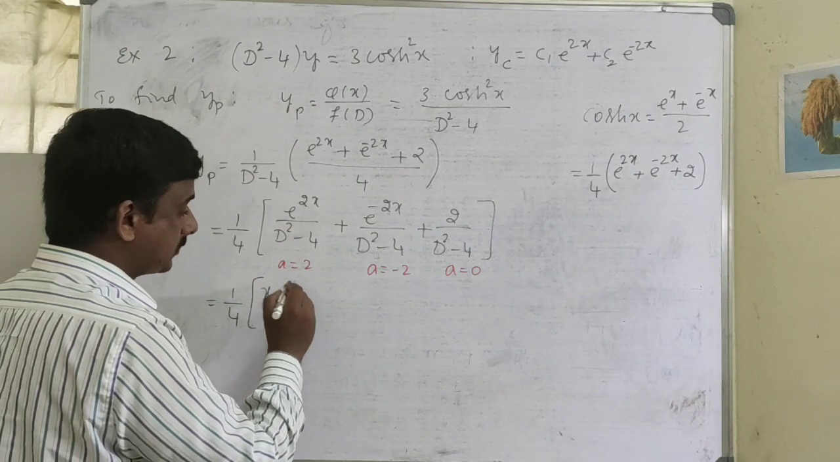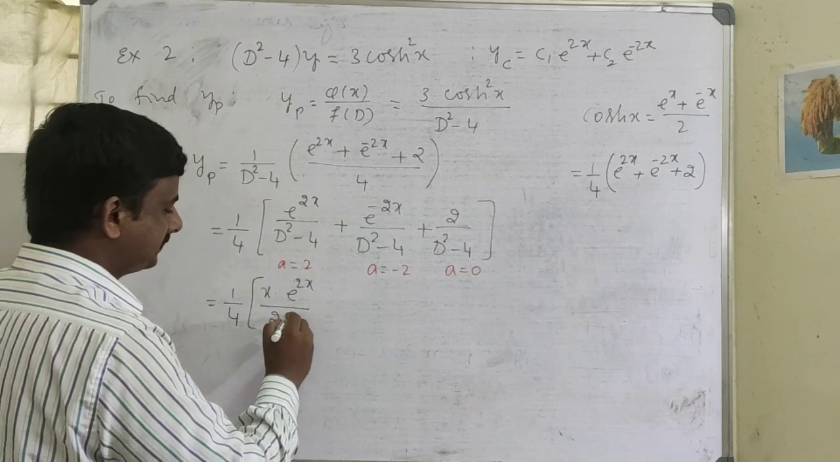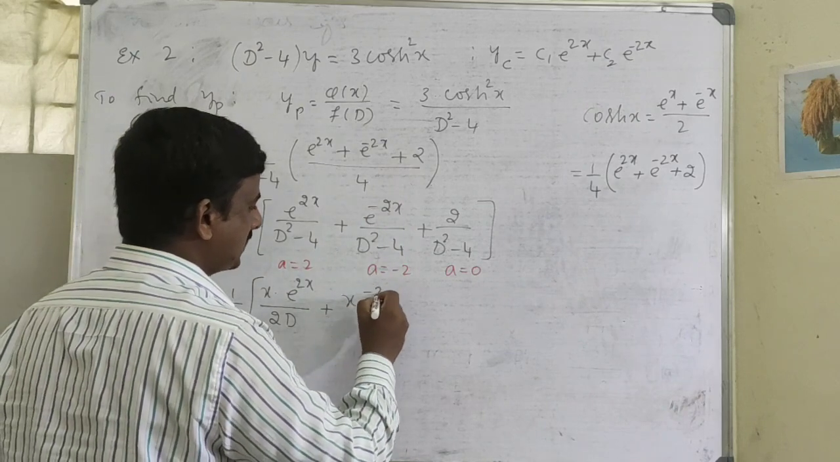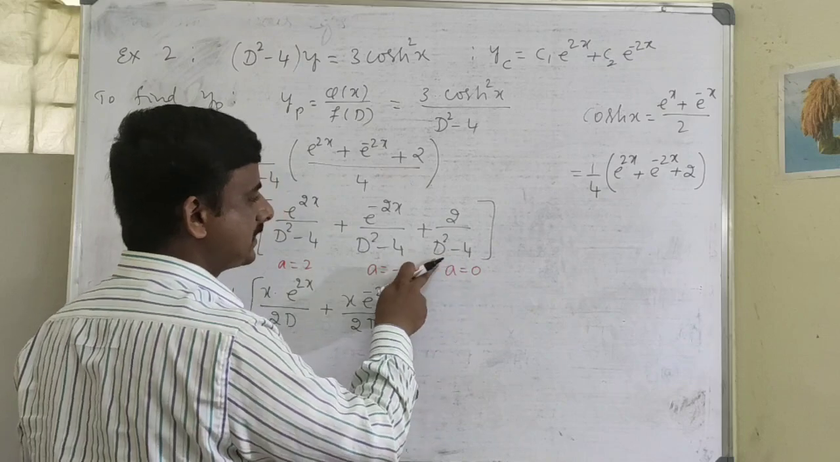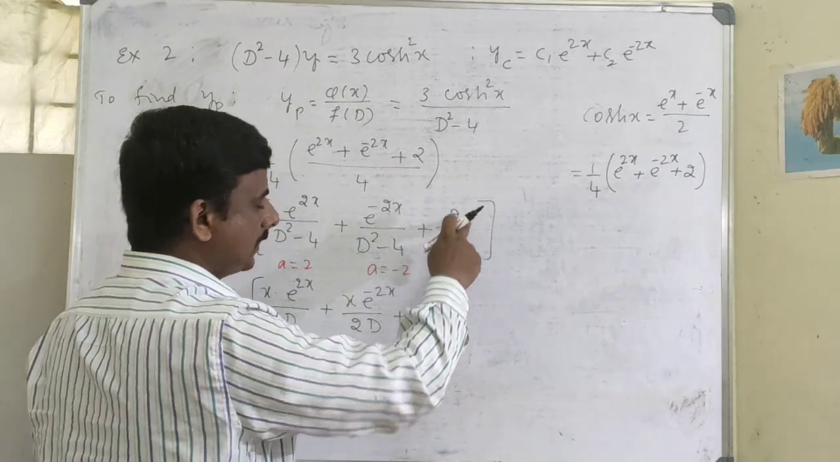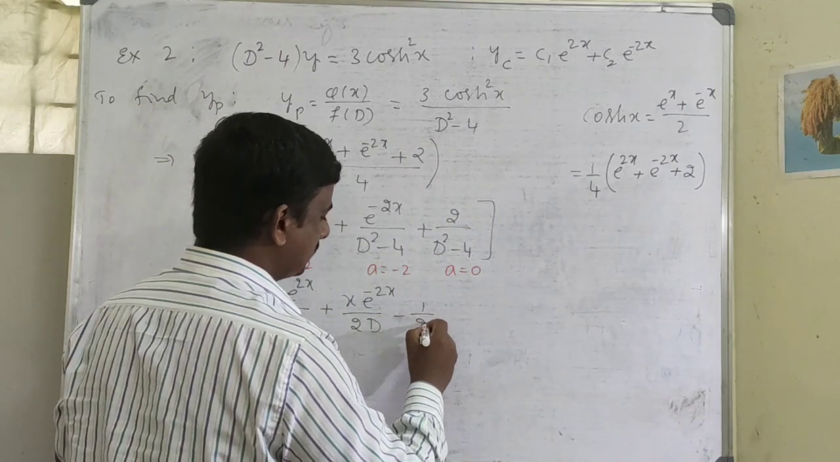e power x into e power 2x divided by differentiating this, 2D, plus x into e power minus 2x divided by 2D, plus here replacing D by 0, we will get minus 4 in the denominator. So 2 by minus 4, we will get minus 1 by 2.